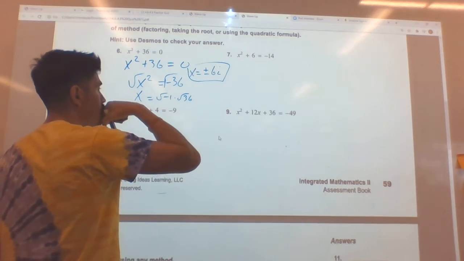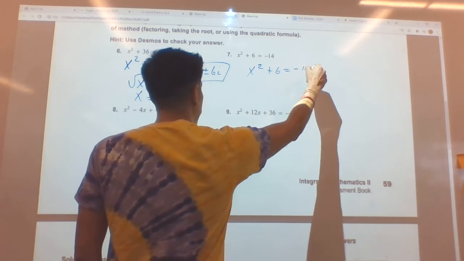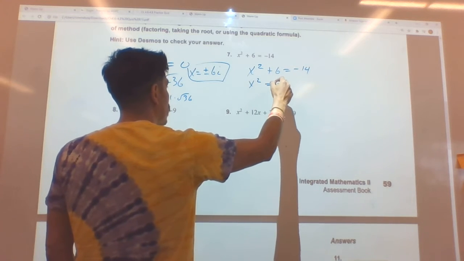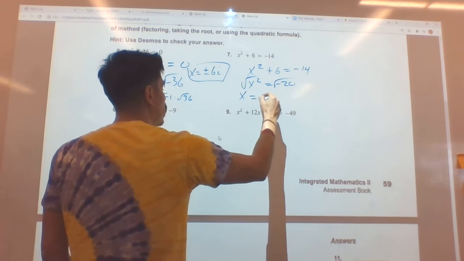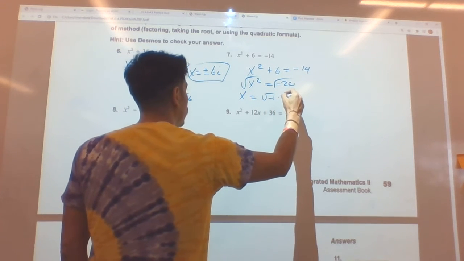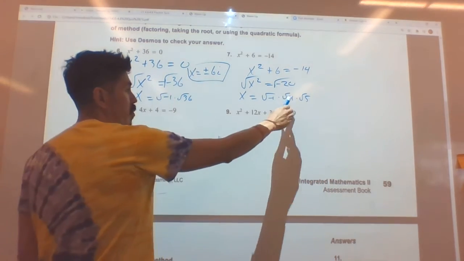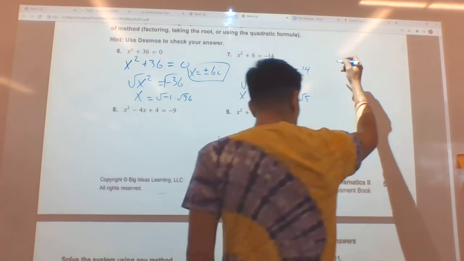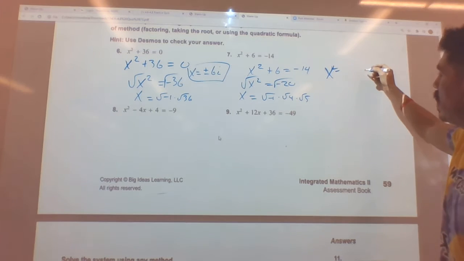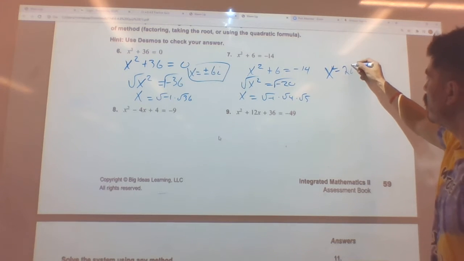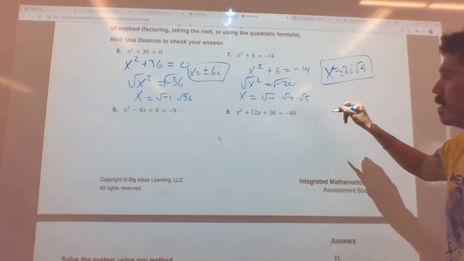Over here, same thing. We have x squared plus 6 equals -14. This is going to be x squared equals -20. Take the square root, and we get x equals the square root of -1 times 4 times 5. There's a perfect square in 4, so then x equals 2i square root of 5. So plus or minus 2i square root of 5. That's how we do that.